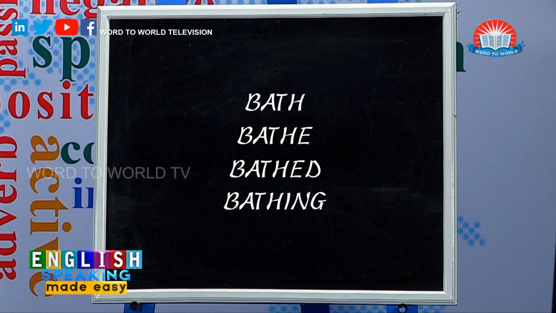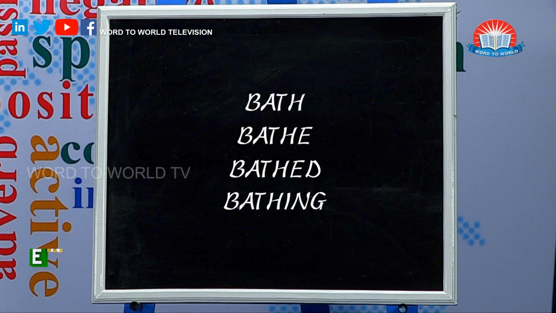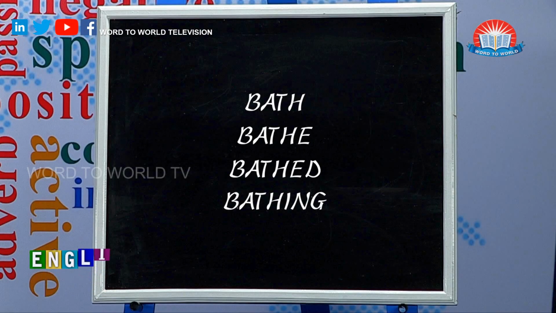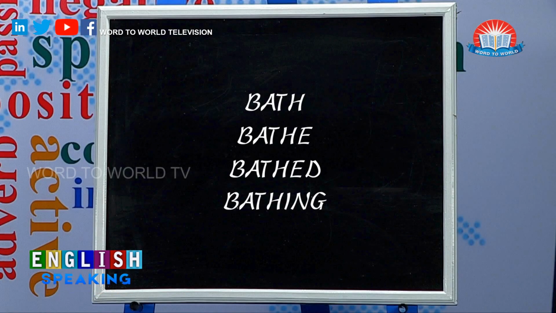B-A-T-H-I-N-G. Bathing. You have TH in the word there, but the sound I use is a the sound, not a th sound. Bathing. And the word above, bathed. I bathed yesterday. The word above, bathe. That is the simple present tense form. Bathe, bathed, bathing. But then look at the word that comes first, which is B-A-T-H.